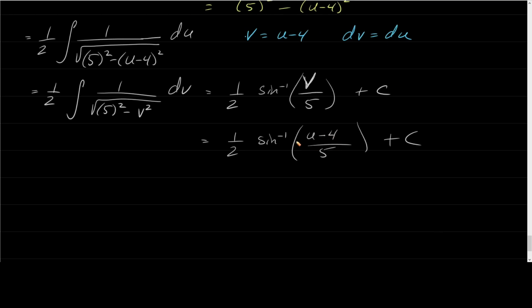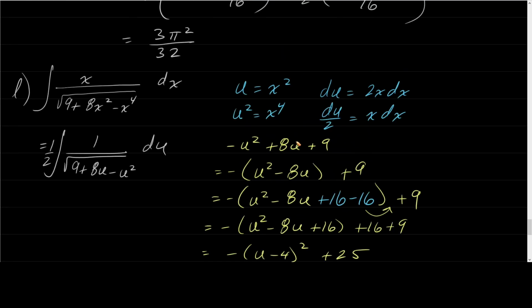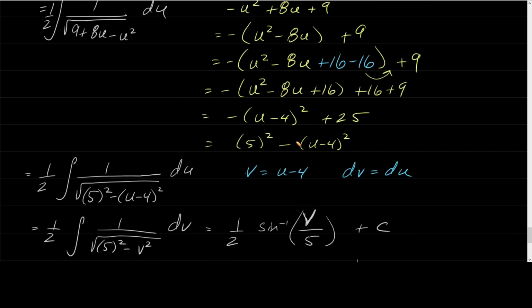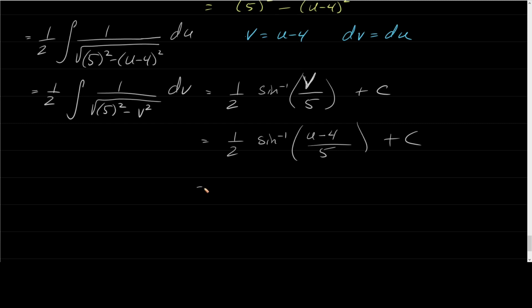But again, the problem was not about u, right? Before the problem was about u, what was it about? It was about x, and u was x squared, right? So what we're going to do here is rewrite this now as 1/2 times sine inverse of x squared minus 4 over 5, plus c. And now we're done with that section. And that is the end of 5.8.